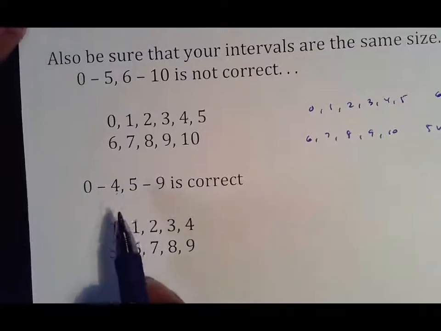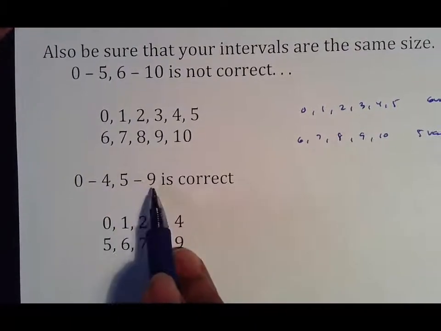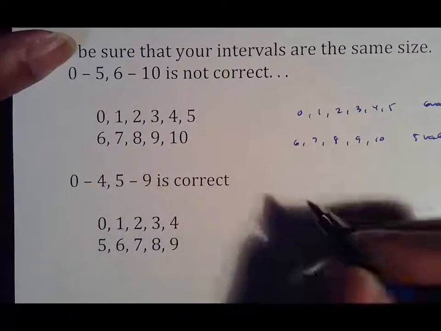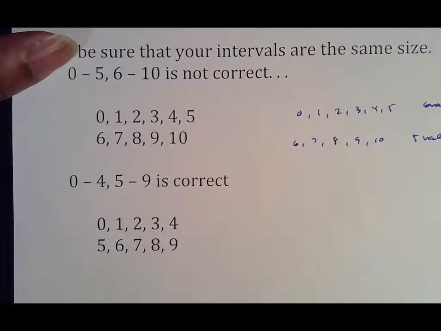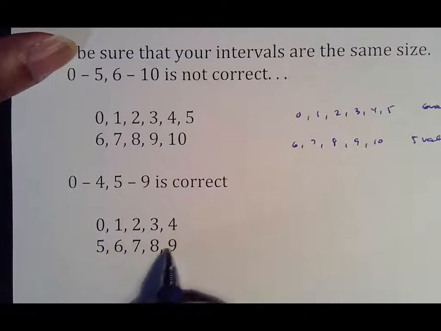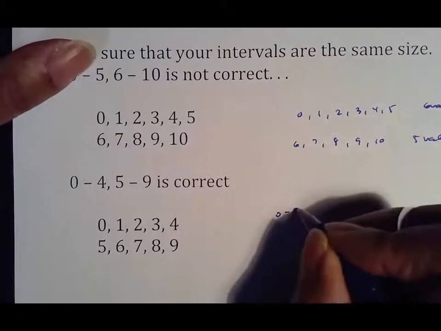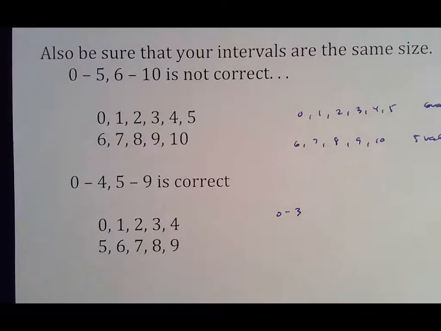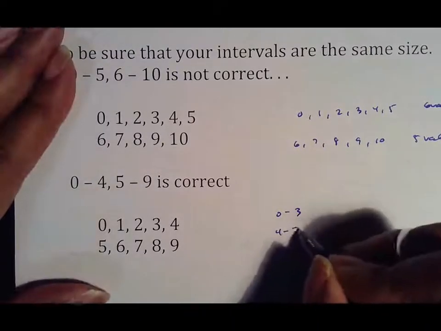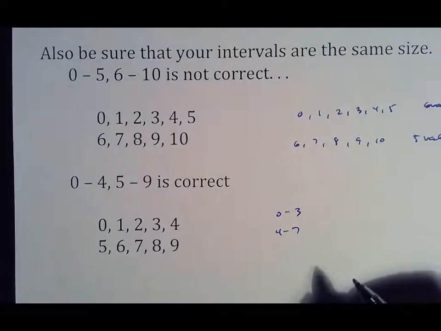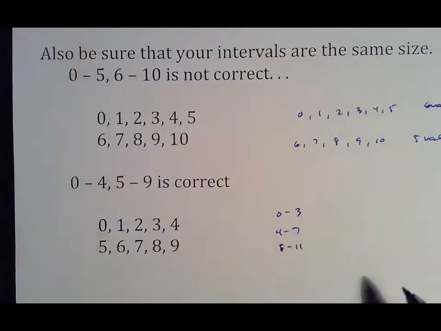And if you're going to do the other one, 0 through 4, 5 through 9 would be the proper way to count it, because 0 through 4 is 1, 2, 3, 4, 5. 5 through 9, 1, 2, 3, 4, 5. And you don't always have to have those numbers. You could do 0 through 3 and then just count 0, 1, 2, 3. That's 4 values. So count 4, 5, 6, 7. So 4 through 7. And then 8, 9, 10, 11. So it'll be 8 through 11. But again, just making sure you have the same number of values per group is what you're looking at there.